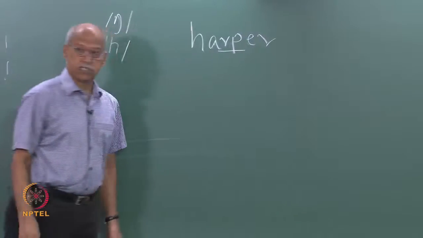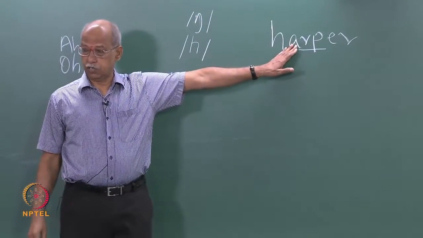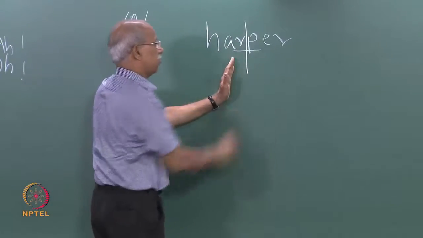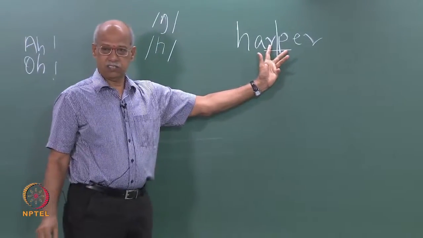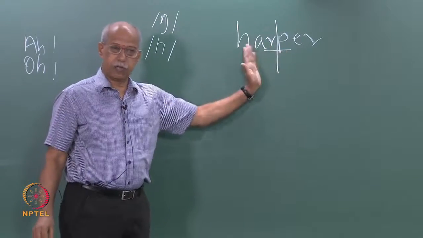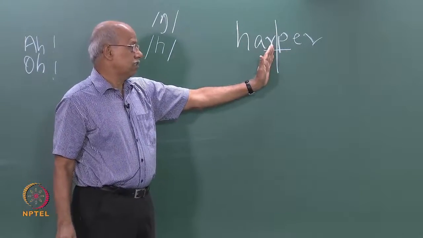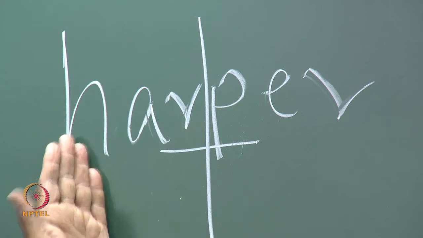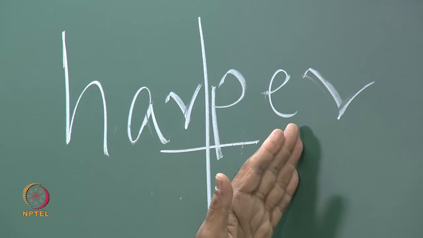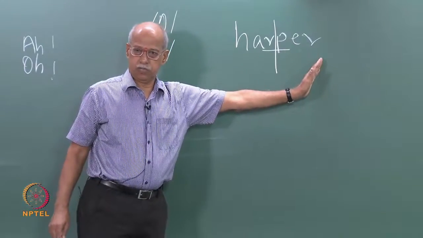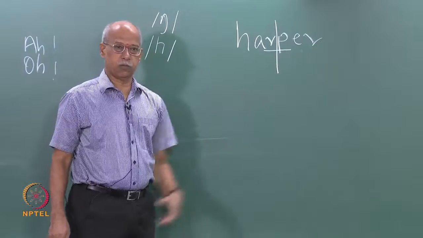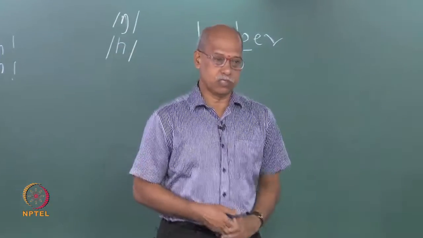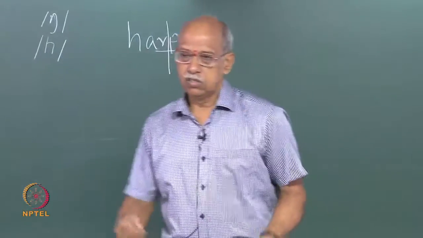How would you explain it without the concept of syllable? But with the concept of syllable, you can say that it cuts this way. They don't go together. They are separated. R is the coda of the previous syllable and P is the onset of the following syllable. And this explanation is possible only if you assume that in natural languages, there is a structure called syllable.